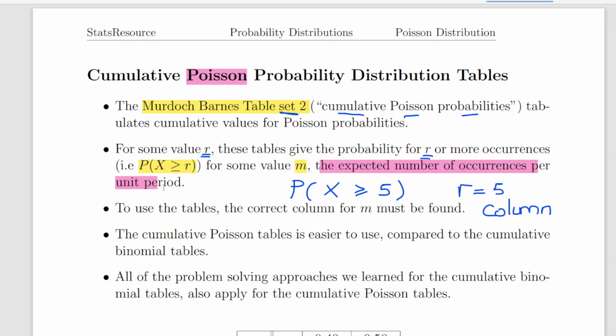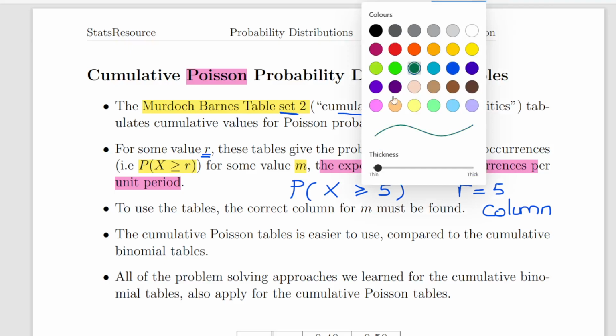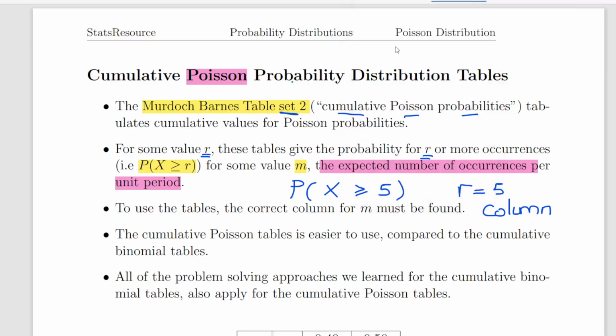Now that's how we define the Poisson distribution, the expected number of occurrences per unit period. Just as a quick remark, in the tables it is called m, but you will probably know it as lambda. So just for the sake of simplicity, the Poisson mean in the tables is known as m, but quite often it will be written in other texts as lambda. Just watch out for that. That's the thing about statistical notation. It's hard to keep it consistent.